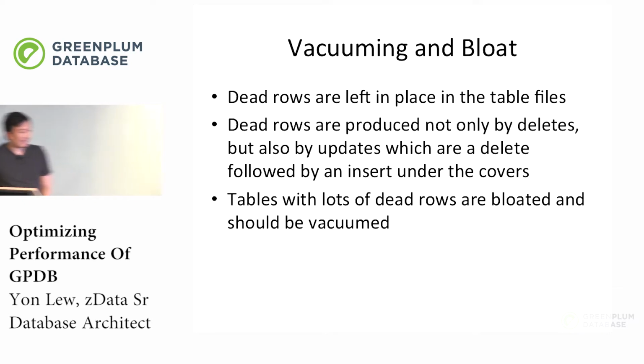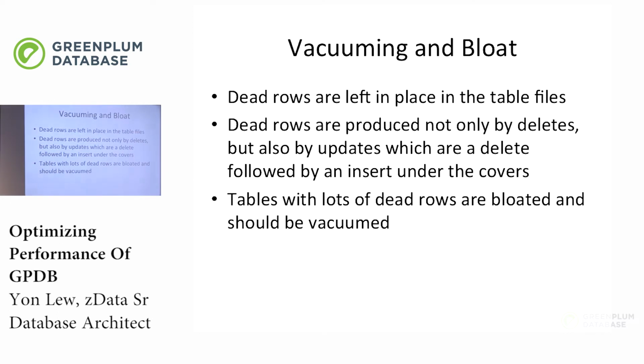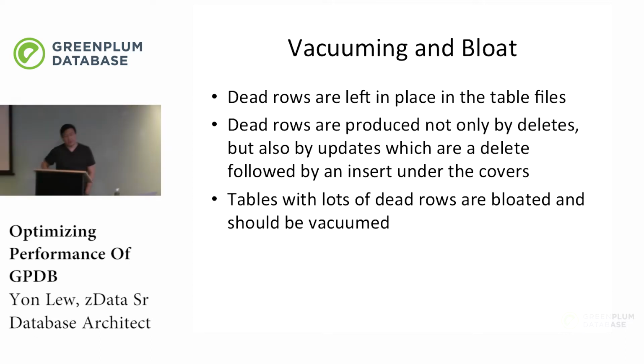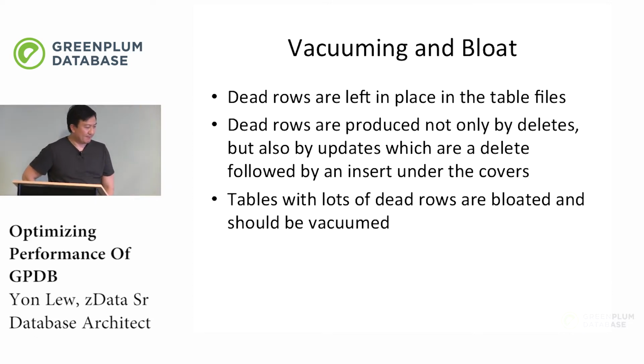Okay, so the next subject is vacuuming and bloat. This should be familiar to anybody who comes from a Postgres background. In Postgres and in Greenplum, dead rows are left in place on the table files. So you run a delete, and what actually happens is that a transaction ID column on each record is updated, but the dead rows themselves remain in place on the table files. This is different from something like Oracle, for example, where you have an undo table space. So it's not only deletes that produce dead rows, it's also updates, because an update in Greenplum and in Postgres is really just a delete followed by an insert.